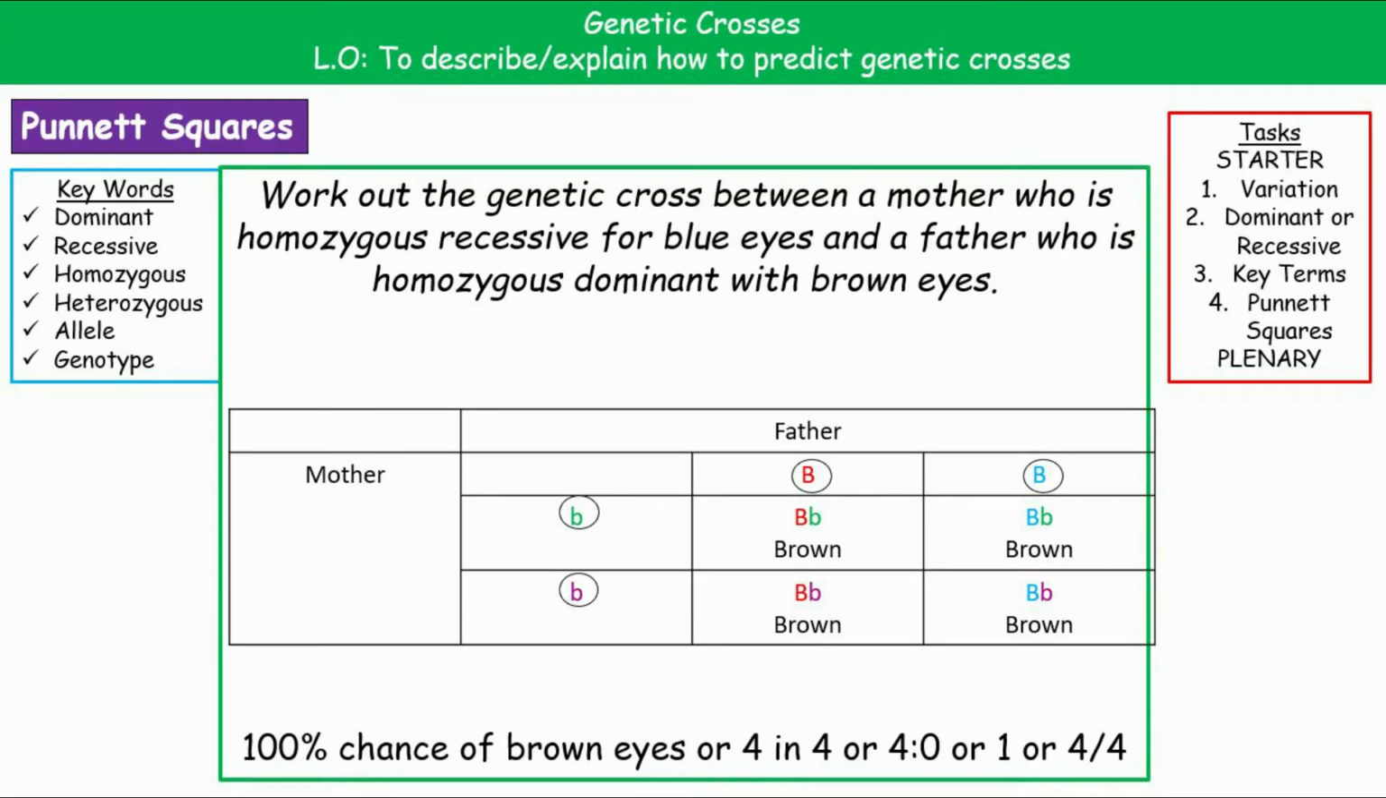The final stage, if you remember, is we write the chance of having the characteristic. So in this case, it's 100% chance of brown eyes. You could do it as a percentage, as a something in something, or a ratio, or a fraction. It's completely up to you how you write it. But 100% chance of brown eyes, or a 4 in 4 chance, or 4 to 0, or a 4/4 chance. So make sure you've got that last line written in your books.